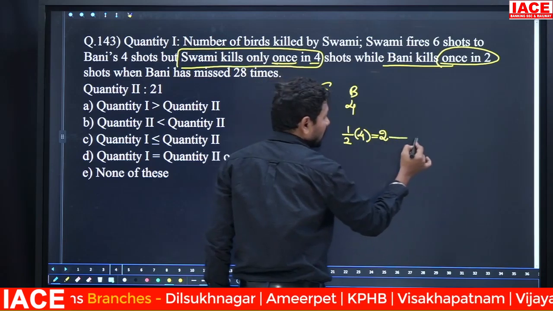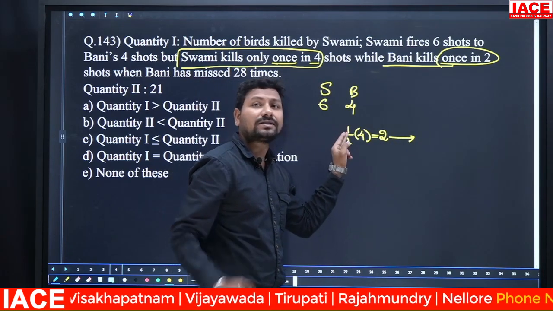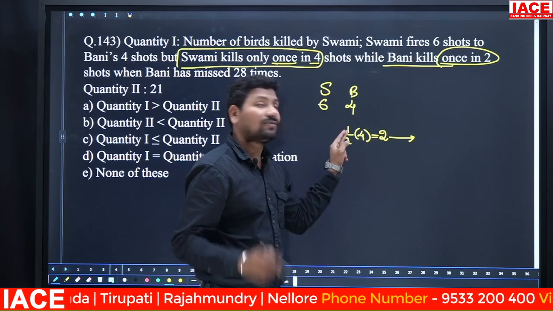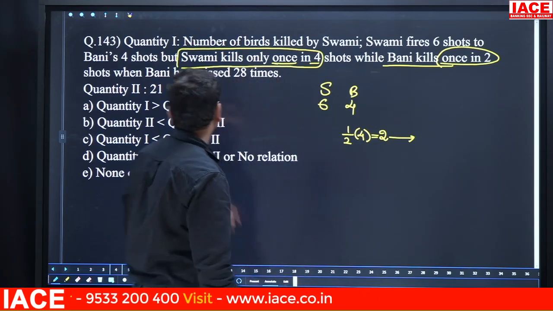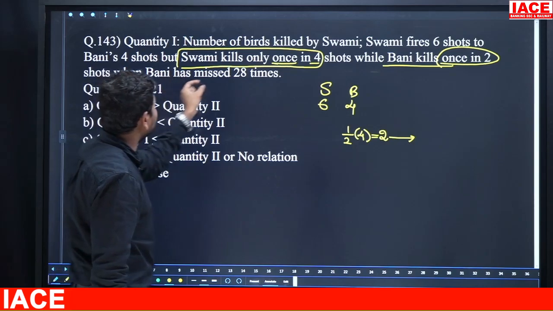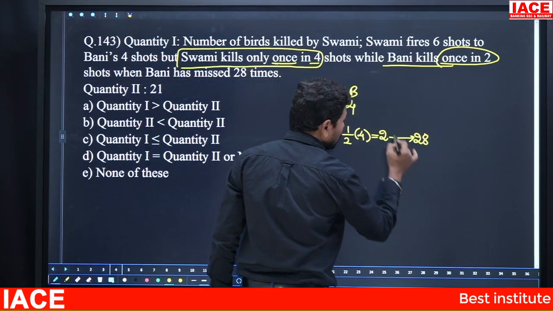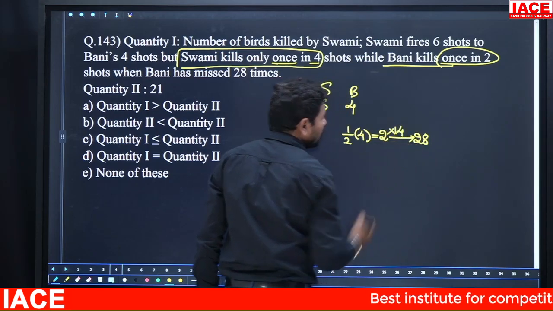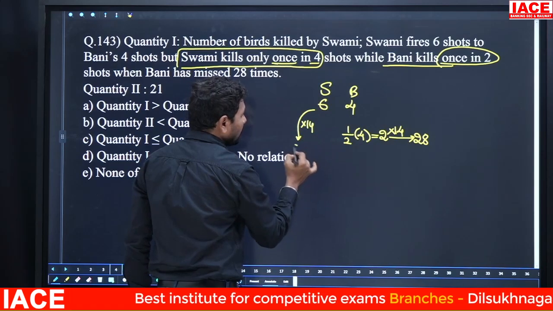Not killed shots are 1 by 2. Every 2 shots, 1 is killed, which means every 2 shots, 1 is not killed. The not killed shots we can call missed shots. Then Bani's missed shots are how many? 28. 2 parts is equal to 28, so 1 part is equal to 14. Then 6 parts is equal to how much? 6 14s are 84 shots.